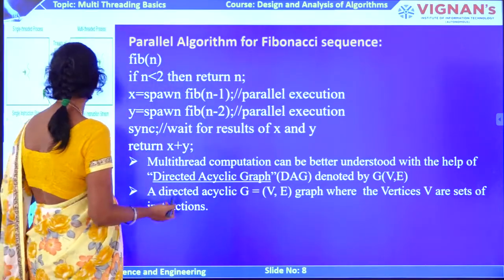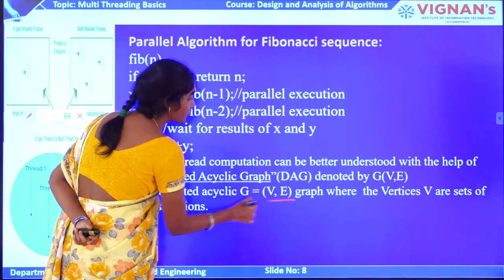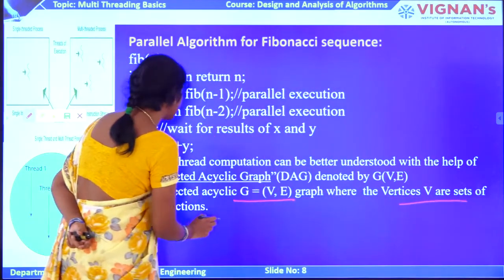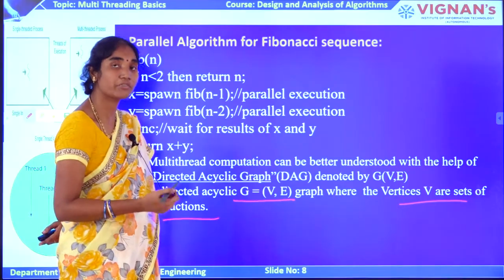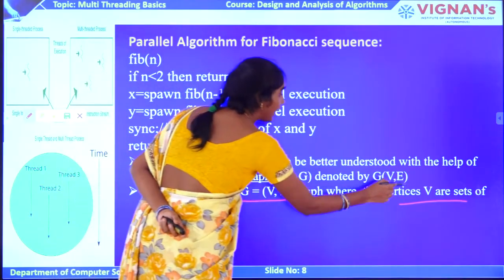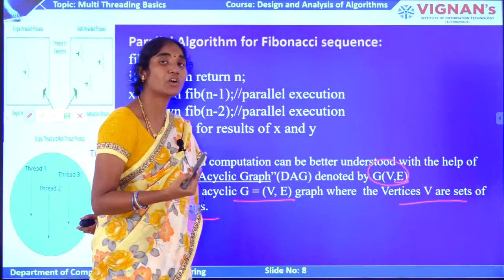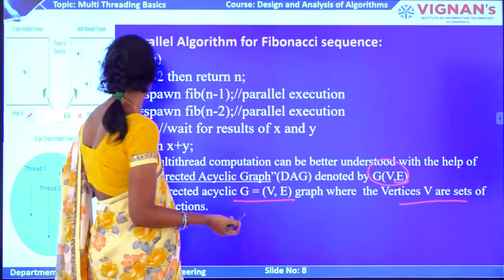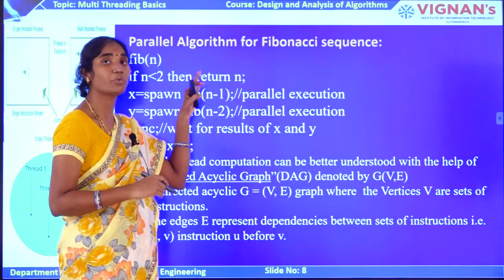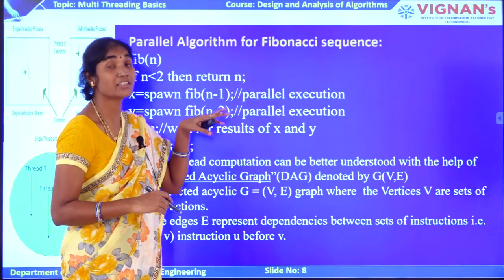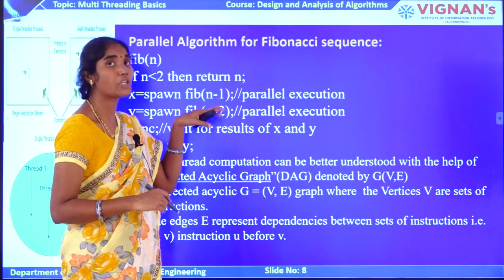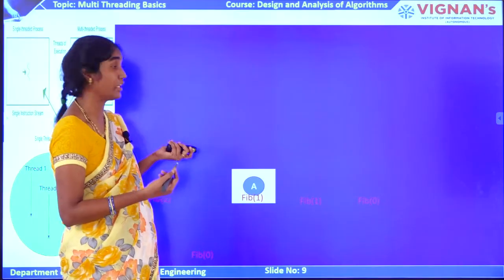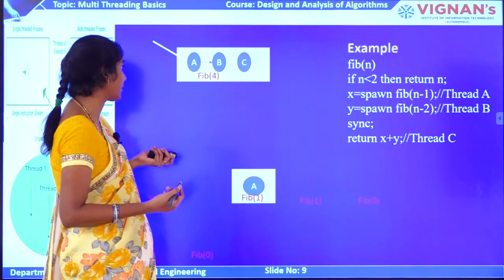A DAG means a directed acyclic graph. G of V comma E is a graph where the vertices V are the sets of instructions. Here the DAG we are going to showcase as G of V comma E. V stands for vertices and E stands for edges. Now we will see how to represent the DAG for the Fibonacci sequence with the help of multi-threading. How are we going to achieve this multi-threading? We are going to showcase it with the help of DAG representation.